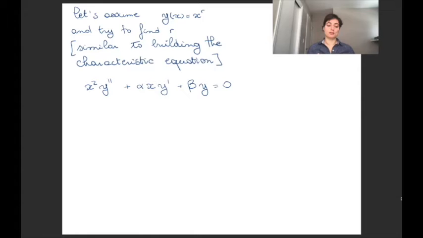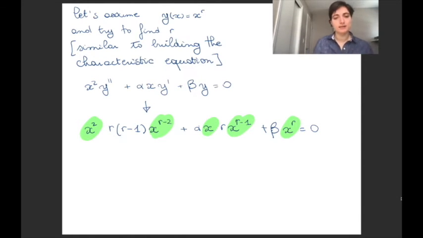This is similar to the assumption we made when we were building the characteristic equation. For the characteristic equation, we knew that ODEs often have exponential solutions, and we tried to plug it in. Here we look at the specific format, and we think that a polynomial would work, and we try to find the power of the polynomial. So we replace y second, y prime, and y by, respectively, r times r minus 1 times x to the power r minus 2, r times x to the power r minus 1, and x to the r. And you see that the powers match nicely.